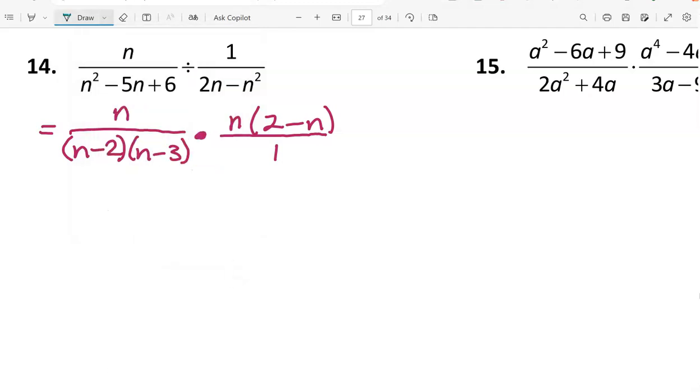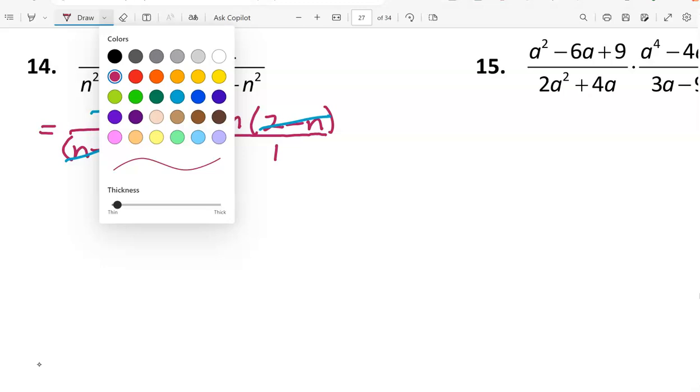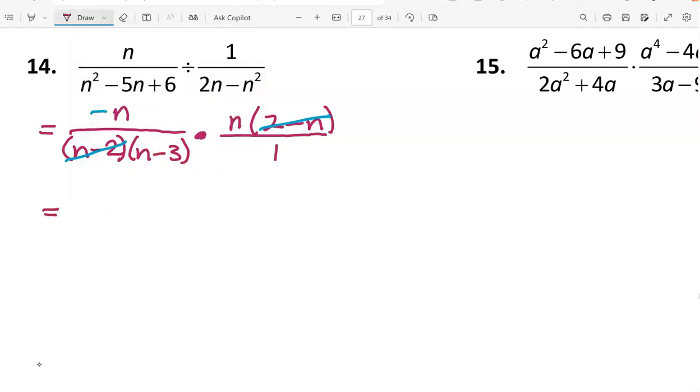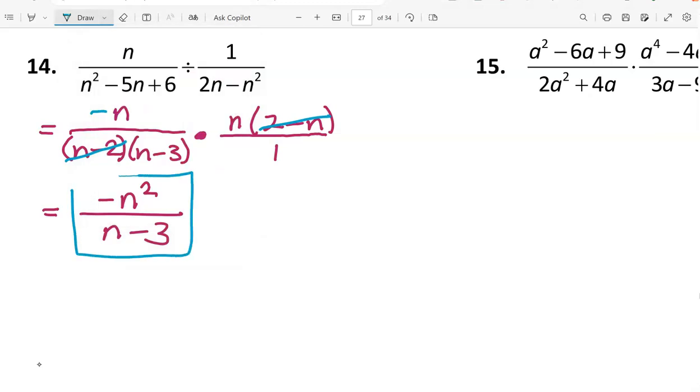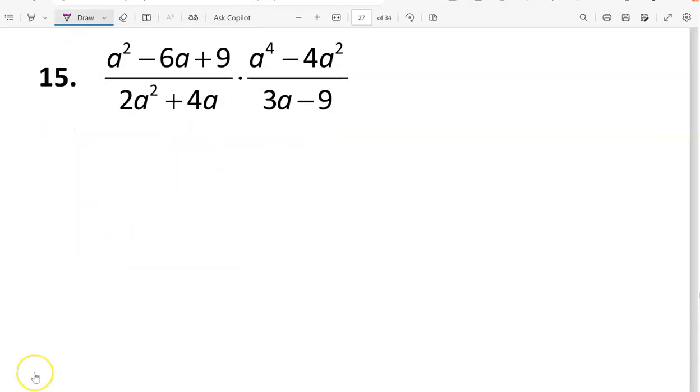Now I'm going to cancel some common factors. N minus 2 and 2 minus n are opposite factors, so when we divide them out, opposites divide to give you a result of negative 1. And now we can multiply all the factors that remain. Negative n times n is negative n squared, and then the denominator is n minus 3, and that's our final result for this one.